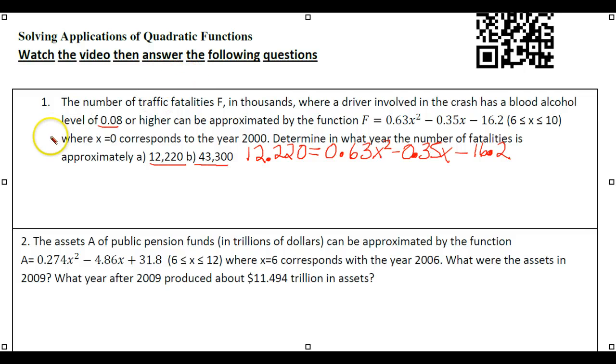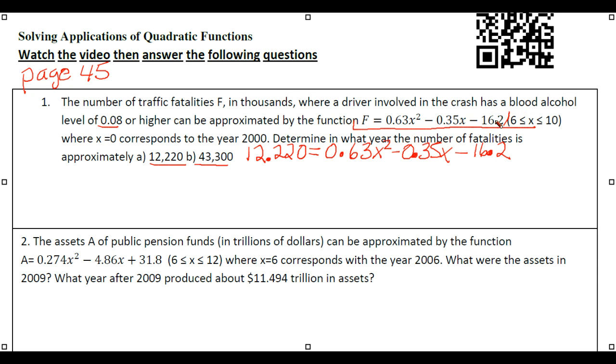Back to our booklet pages here. This is going to be page 45. And here we're working with Quadratic Applications. So here they're talking about traffic fatalities, blood alcohol. This is a true thing, 0.08. And they're wondering if you have this many accidents, what year would this apply to using this particular function here?